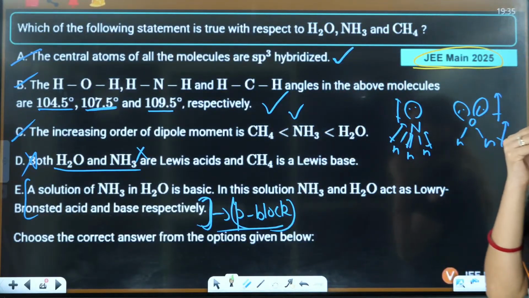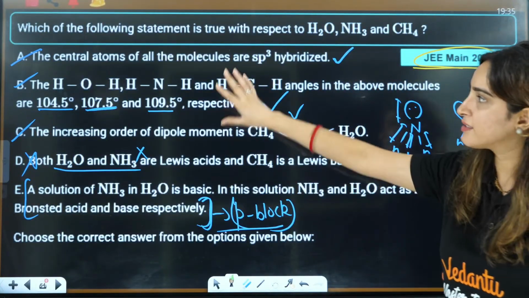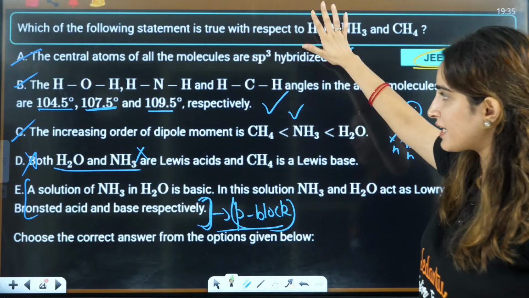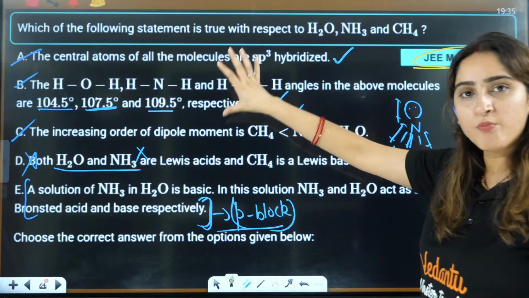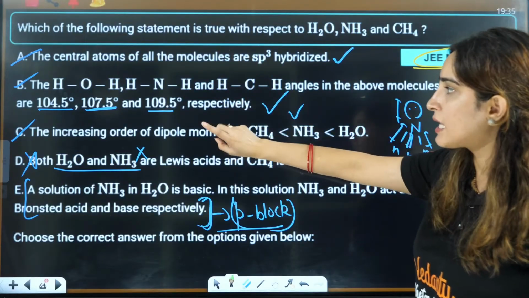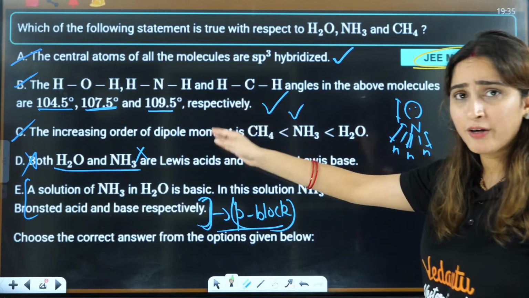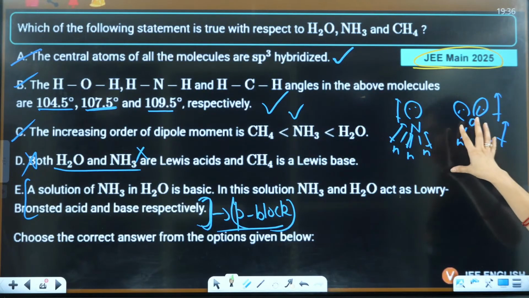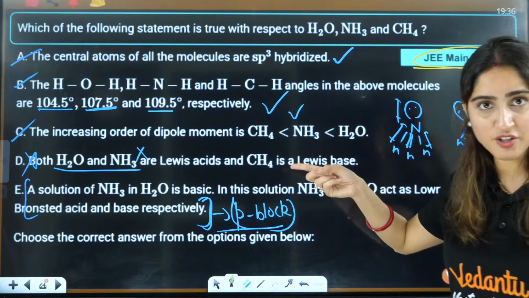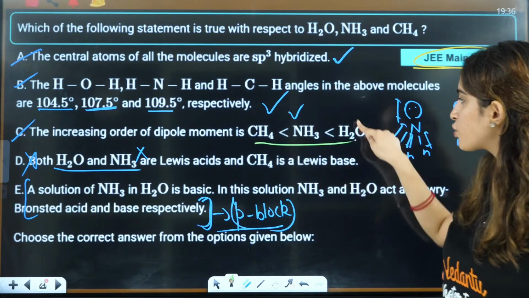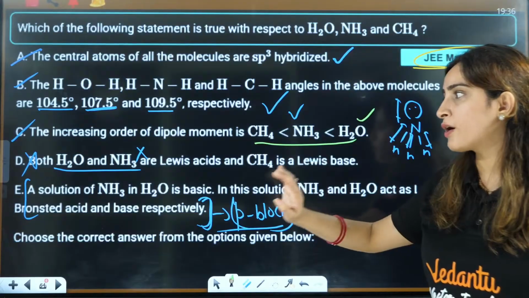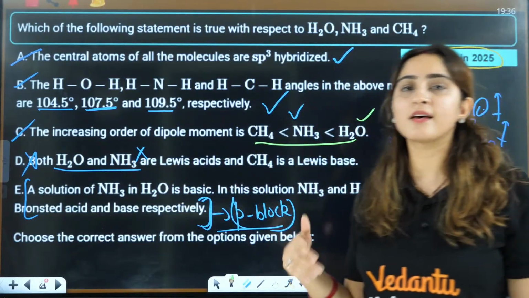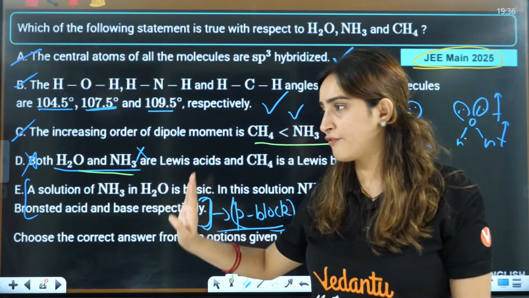So what I was discussing: first, they talked about sp3 hybridization, and all of them are sp3. Then they discussed bond angles, which is also correct. Dipole moment I also showed you is correct. The more the lone pairs, the more the dipole moment, if the hybridization is the same. So that is also correct. This one is not correct because these two are Lewis acids? Definitely not. Lewis acids are electron deficient, and they are not electron deficient.